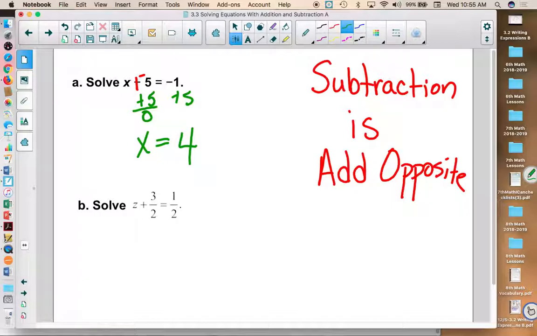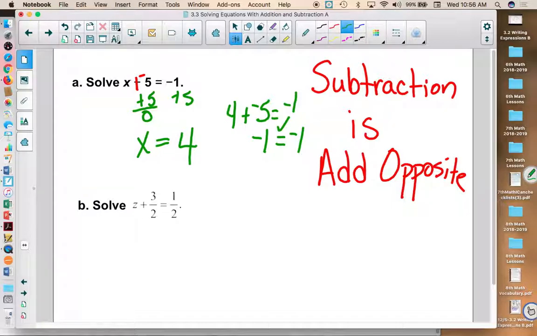And to check this, I'm going to say, what is 4 plus -5? 4 plus -5 equals -1. Is that what it's supposed to be equaling? It checked. That's how I check it. I substitute the value I get for x in. And if you check it every time, you should get the right answer, unless you don't know how to check.